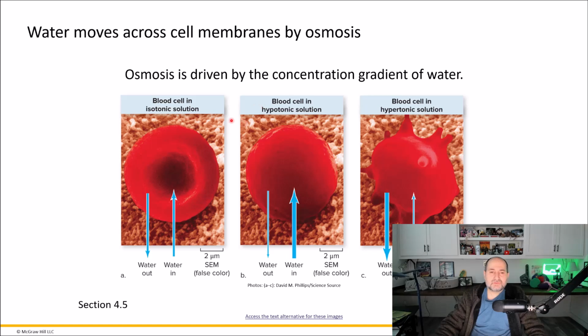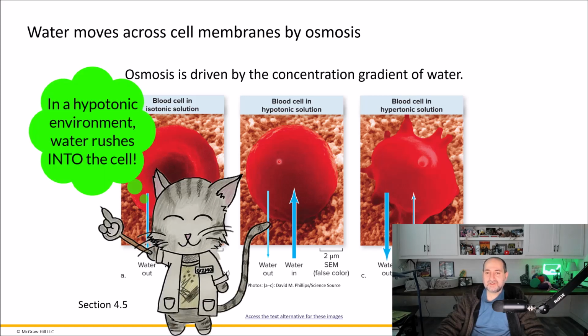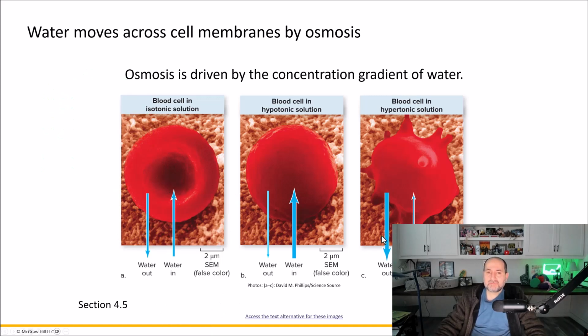So water diffuses from where water is more concentrated out in the solution to where water is less concentrated inside of the cell. So what do you need to know? You need to know that in a hypotonic solution or environment, water rushes inside the cell. Conversely, in a hypertonic solution, water rushes out of the cell. Definitely know what happens to a blood cell in a hypotonic, hypertonic, or isotonic solution.